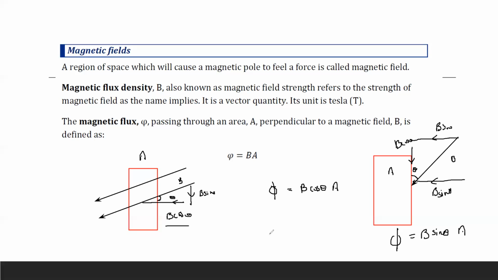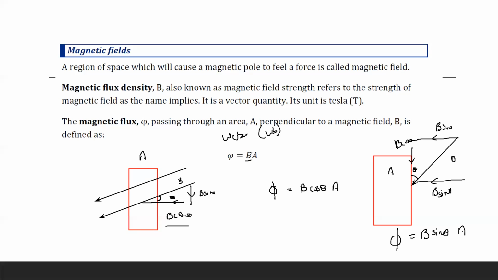So the number of field lines passing through a unit area perpendicular to the surface is known as magnetic flux, and the unit of magnetic flux is the Weber, denoted by Wb. You can say Weber or Wb. With respect to this, the unit of magnetic flux density can be Weber per meter square.